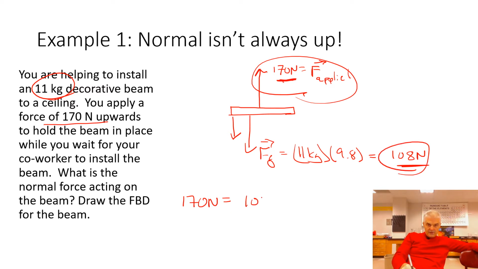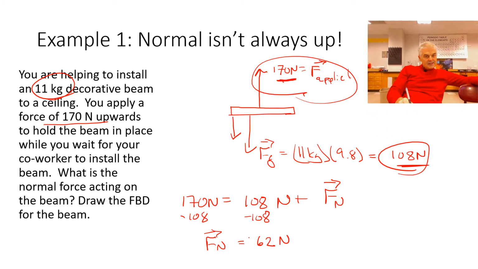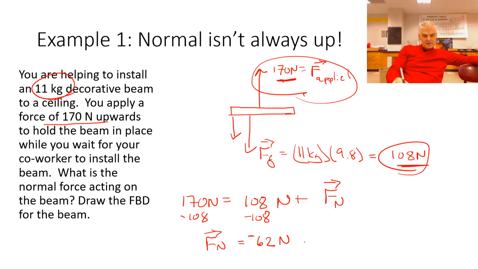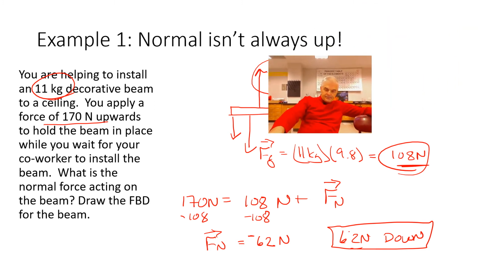108 newtons plus, if you will, the other force, the perpendicular force to the board, which is the normal force. So I simply solve for the normal force by subtracting 108 from both sides, and I get the normal force to be equal to 62 newtons. Now, it's important. We could say it's actually negative 62 because the force is downward, or you could say 62 newtons down. It's important, right? Because the forces have to balance if the object is not accelerating.